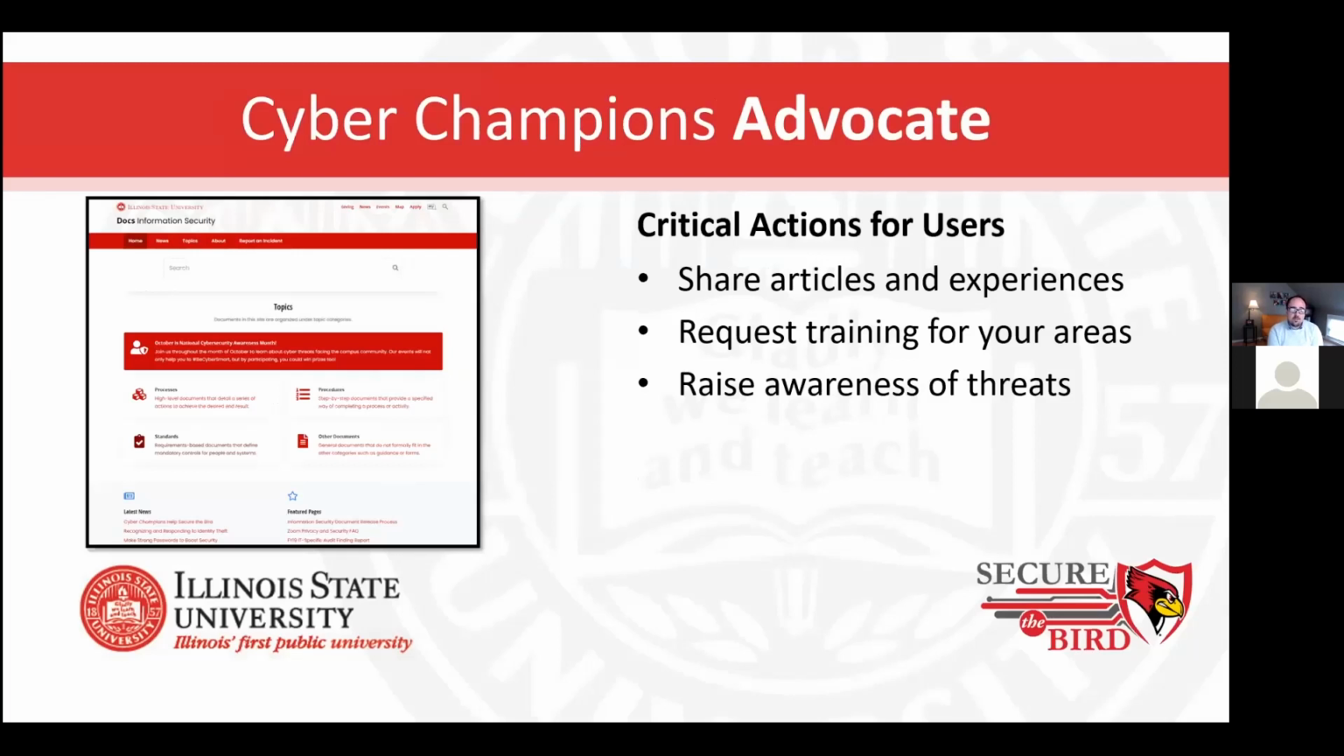Last phase, advocate. So critical actions for users, recommendations. Share the article, share the experiences you have, even when they're bad. You know, if you're one of these individuals that was impacted by the identity fraud with unemployment insurance, share that with your coworkers, colleagues. If you got malware, share that. If you got phished and you realize after the fact, share that with your friends, family, classmates, whomever. That's how you advocate.